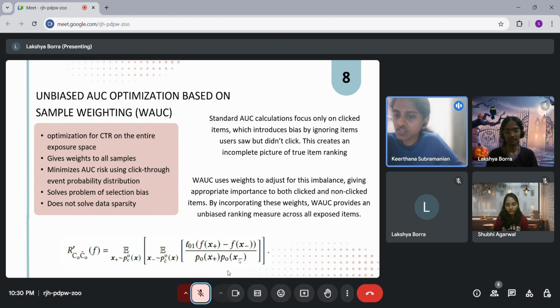Then we try to minimize the risk using the click-through event probability distribution. Here our risk function tries to give higher rank to positive instance than negative instance. The positive instance is the one where the user is clicking and the conversion is also happening, and the negative instance is the one where the user is clicking but the conversion is not happening.